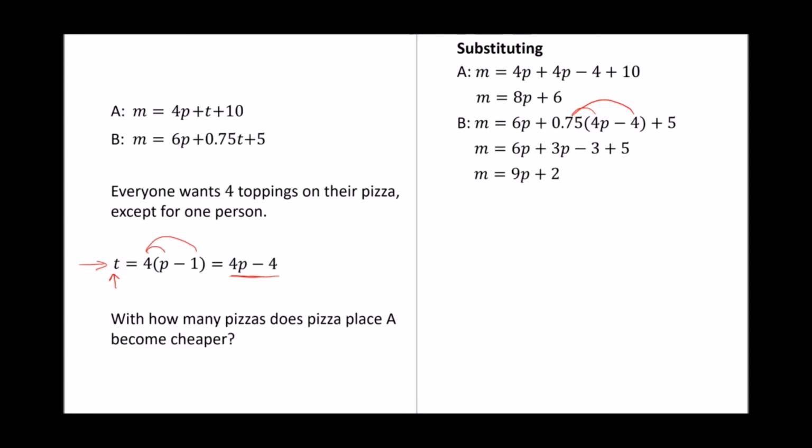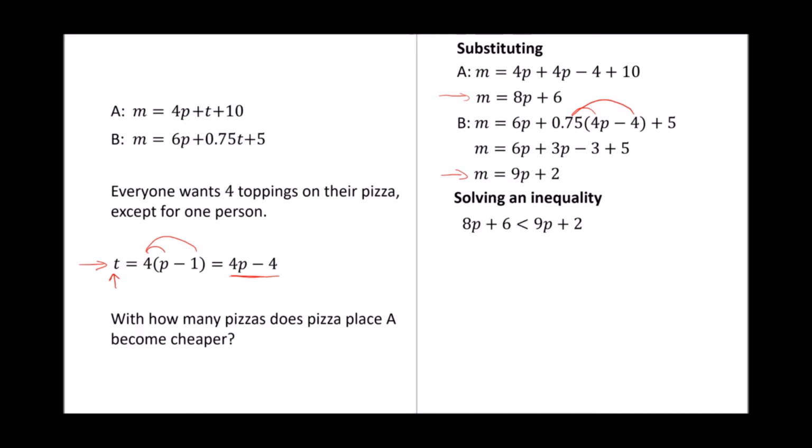Now from here, the next step is to solve the inequality. We want to know when pizza place A is cheaper. So when the formula for pizza place A gives a lower price than the formula for pizza place B. Meaning we're looking for this inequality: 8P plus 6 must be smaller than 9P plus 2.